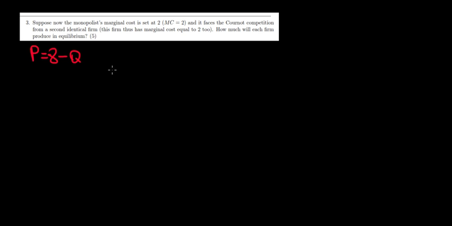Let's have a look at question 3 now. Suppose that the marginal cost is 2 and that we have a Cournot competition. So we have a second identical firm in this market. Now, how much will each firm produce in equilibrium?